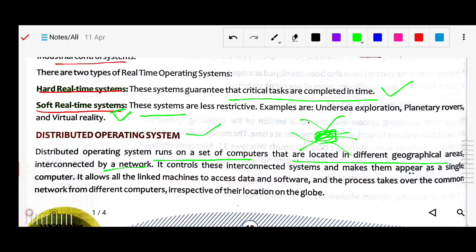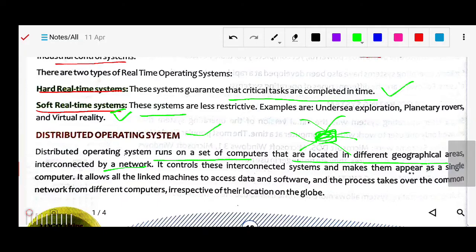It allows all linked machines to access data and software, and the process takes over the common network from different computers irrespective of their location. Wherever it is does not matter, across the world, anywhere it is, but it is connected by the net, and they are distributing, meaning they are sharing their resources, which is called the distributed operating system.